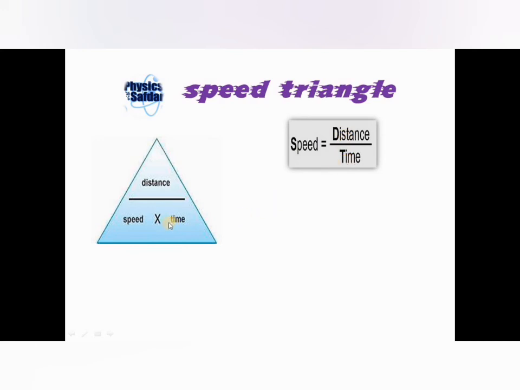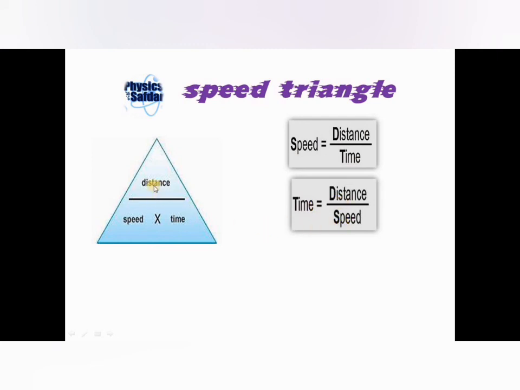Now if you want to calculate the time, the same method you will use. You will hide time. Then two things are left, distance and speed, and they are joined with this line, and it shows division. So what will be the equation for time? Time becomes distance divided by speed.